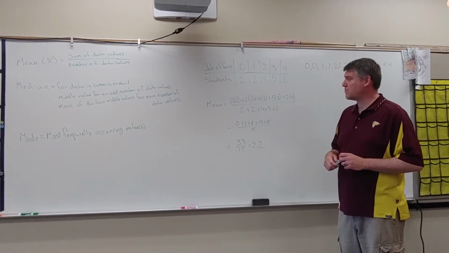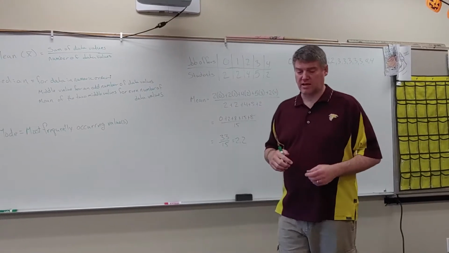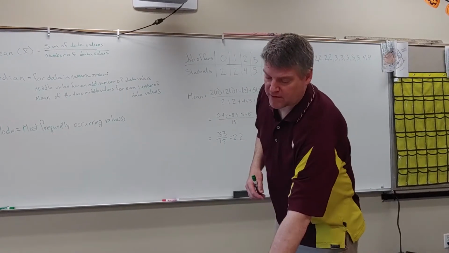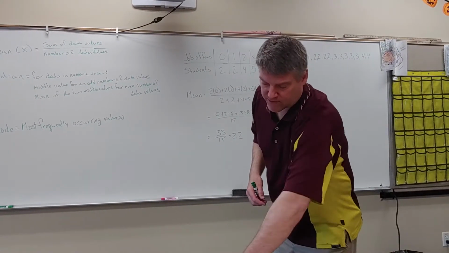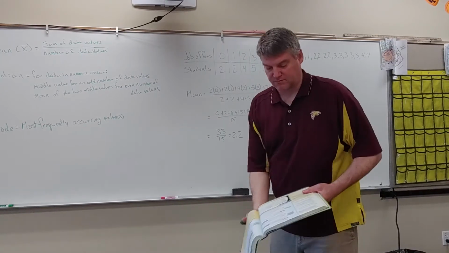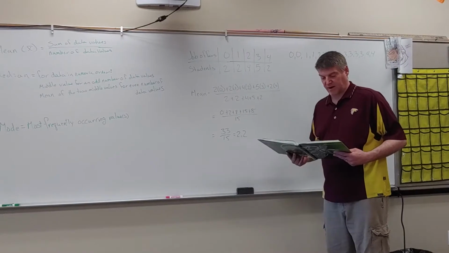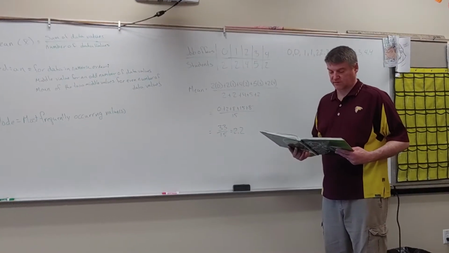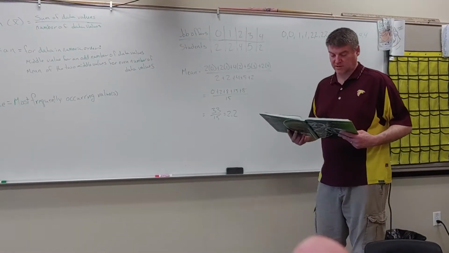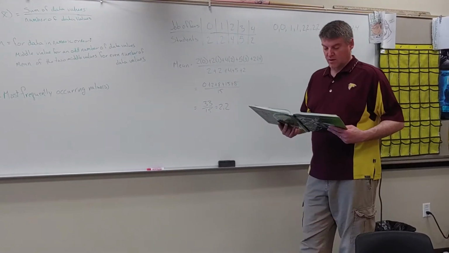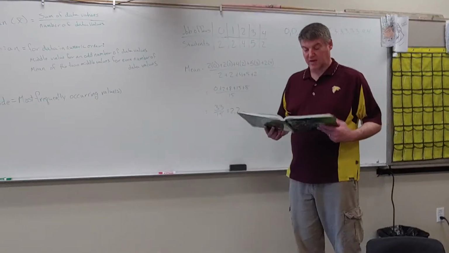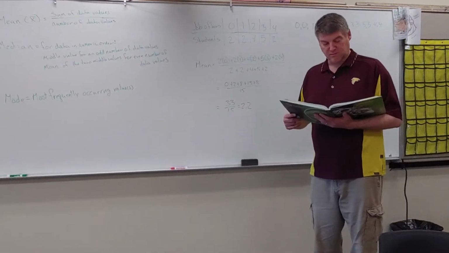So our first example here is we're going to be talking about job offers and how many students were offered these jobs. So the frequency table shows the number of job offers received by each student within 2 months of graduating with a mathematics degree from a small college. What are the mean, median, and mode for the job offers per student?